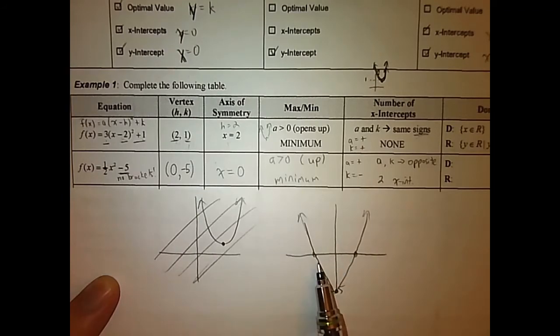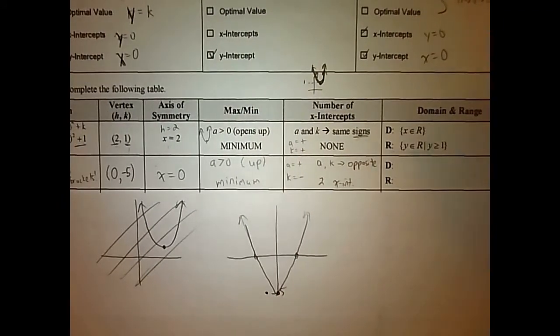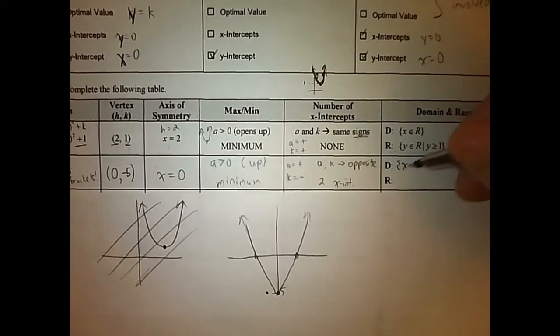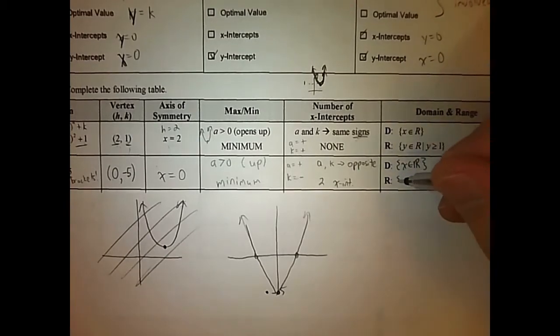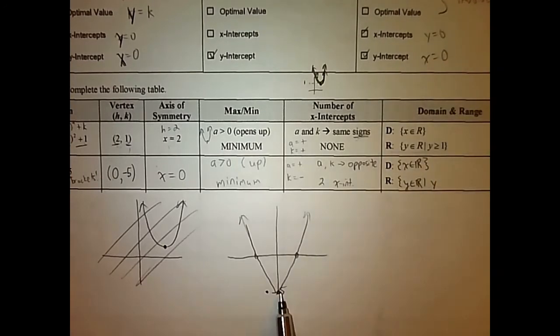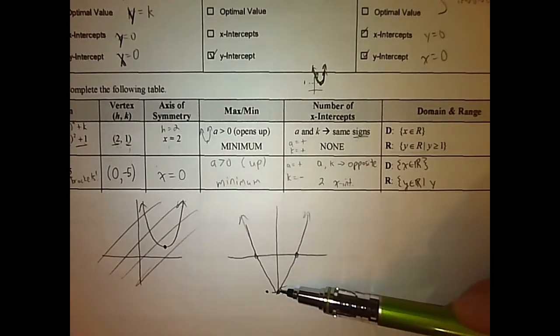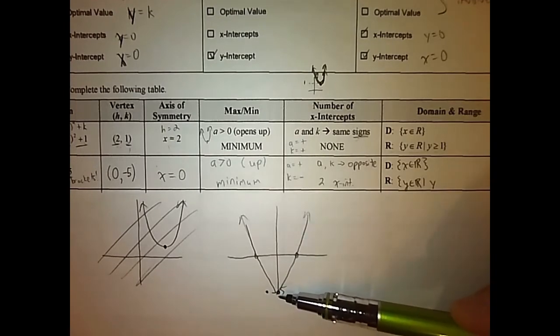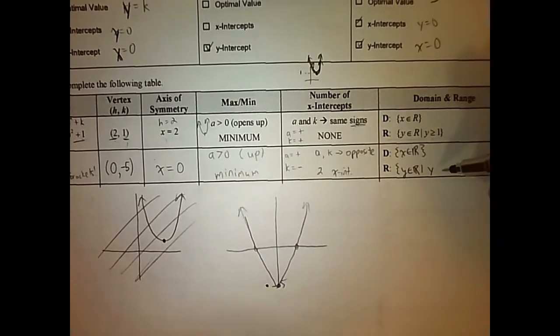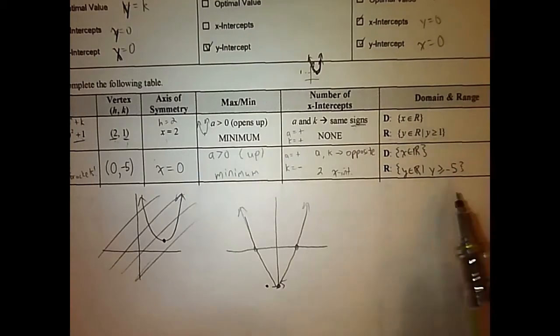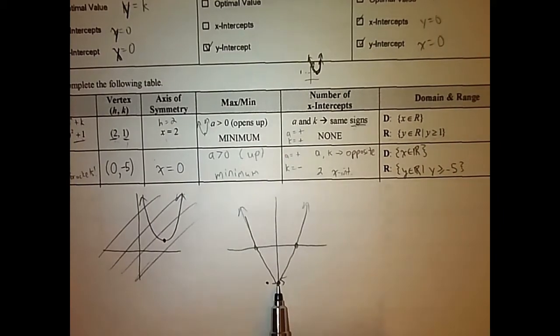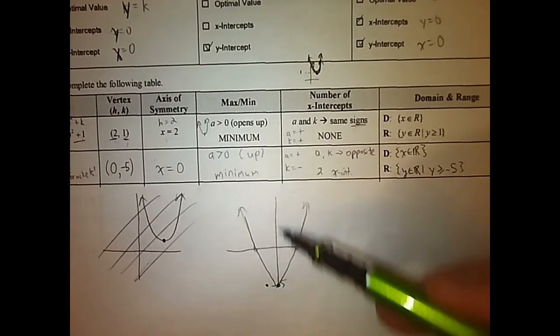So the domain for any quadratic is always x is any real number, and then the y value is any real number, but because we have a minimum, y has to be greater than the lowest point, and our lowest point we said was -5 for the y value. So y has to be greater than or equal to -5. Remember, greater than or equal to, because it can be -5, but it has to be -5 or above.